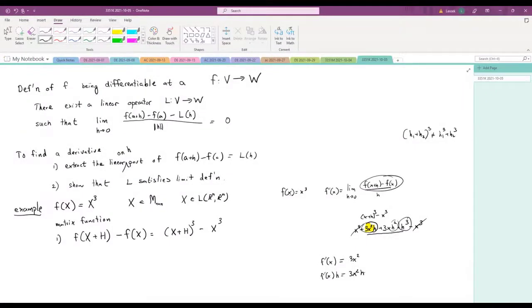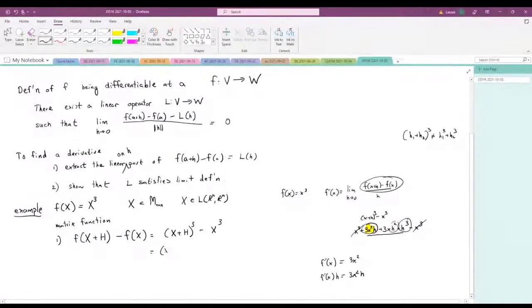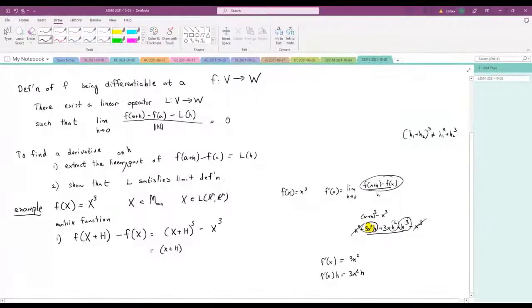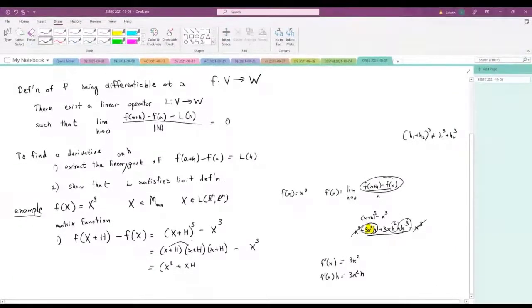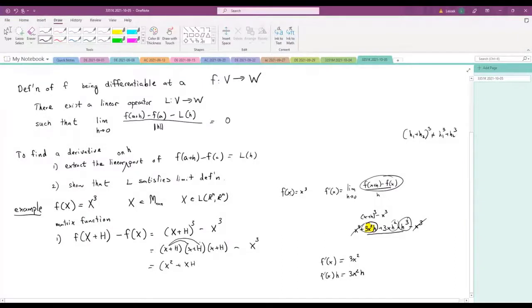So here, in this example of this matrix function, let's do the same thing. But we have to keep in mind that matrix multiplication is not commutative, unlike scalar number multiplication. x is multiplying h from the left.